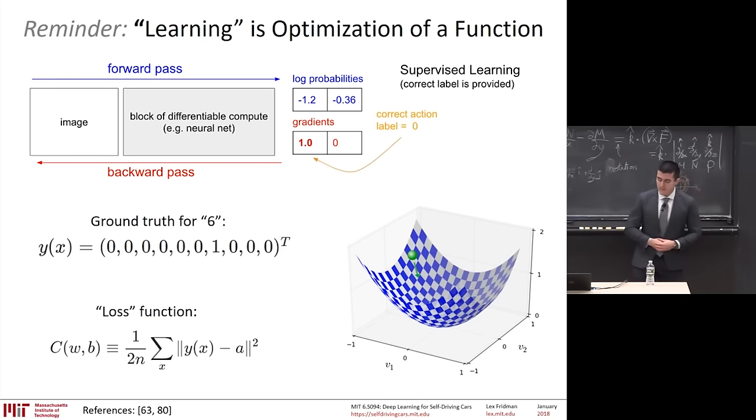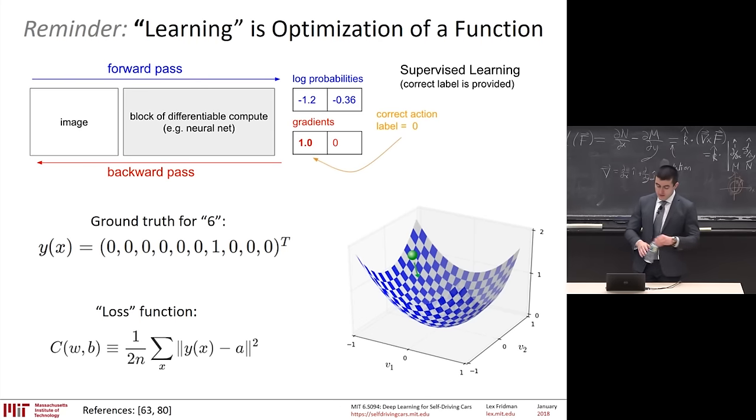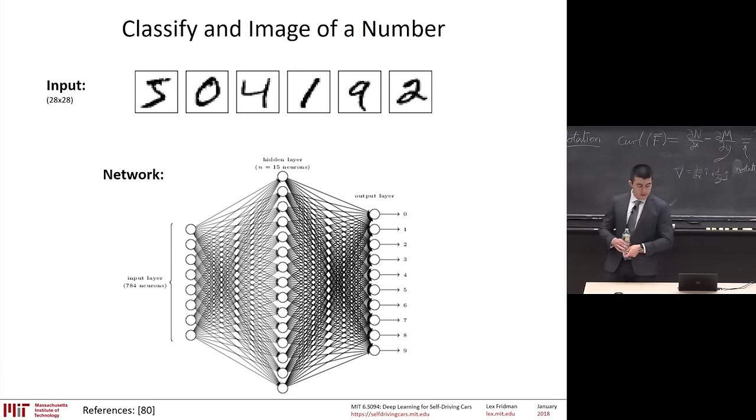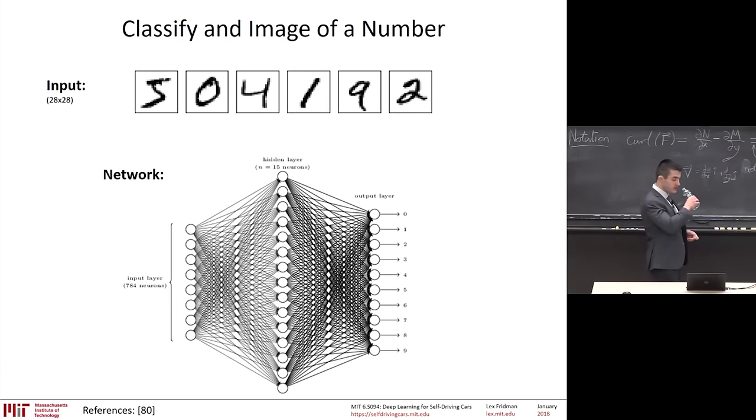For the case of 10 classes, the output of the network is 10 different values. The input being handwritten digits from 0 to 9. There's 10 of those.